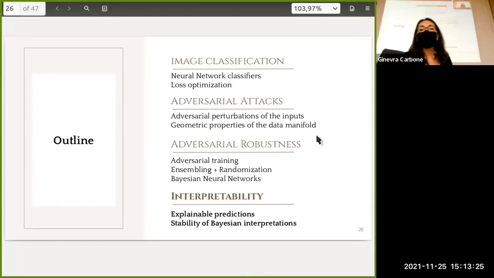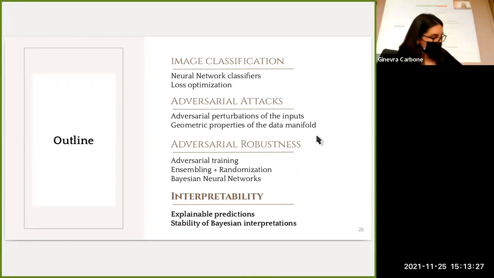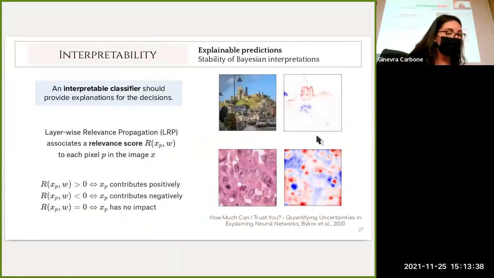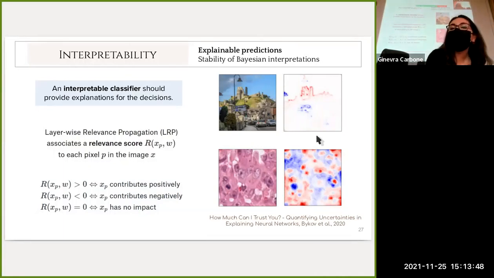Okay. Now, the last part of this presentation is about interpretability of neural networks and the stability of Bayesian interpretations. So the idea is that ideally we would like to have classifiers which are interpretable. So each time that they perform a certain decision, we would like to know why this decision was taken.